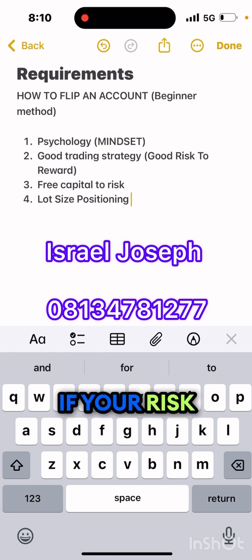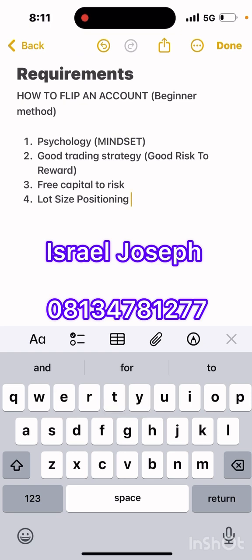If your risk to reward is very, very poor, 1 to 1, it's not really okay for the flipping. I think 1:3 is kind of good. 1:4, 1:5, or at least 1:2 is still good, but 1:3 at least is good in flipping.